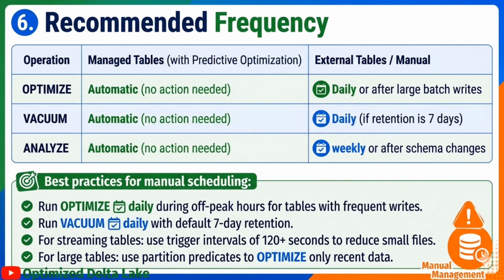For frequent write tables, schedule Optimize during off-peak hours. For streaming tables, use trigger intervals of 120 seconds or more to reduce small files. And for large tables, use partition predicates so Optimize focuses only on recent data. Following these frequencies helps keep your Delta Lake tables optimized while minimizing unnecessary manual maintenance.